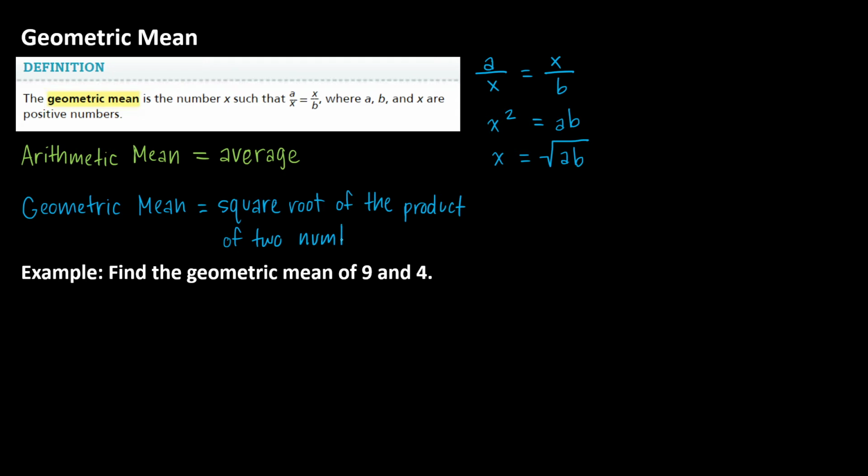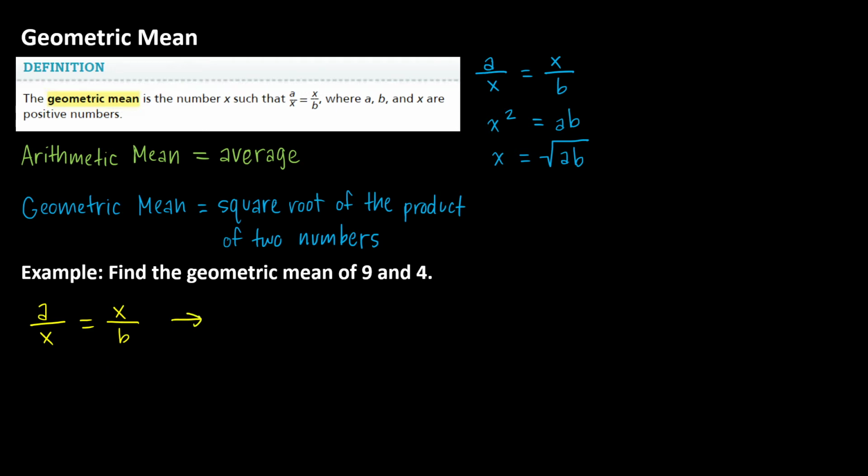So let's try out this concept with tangible numbers here. We are going to find the geometric mean of 9 and 4. For clarity's sake, I'm going to set up our ratio where the geometric mean is a cross product in this proportion. You're going to be multiplying the geometric mean, or x, by itself. And a and b are your positive numbers. So a and b are 9 and 4.